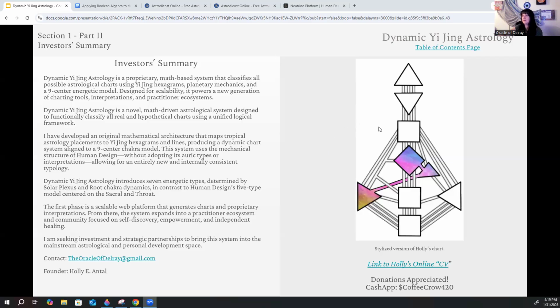Their system bases it off of the sacral and the throat chakra. Mine bases it off of the solar plexus and the root chakra. So, this proprietary system integrates the Yi Jing hexagrams and lines, and really takes a lot from interpretations from that text.